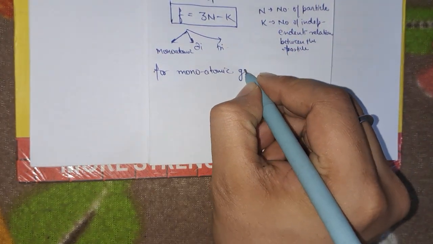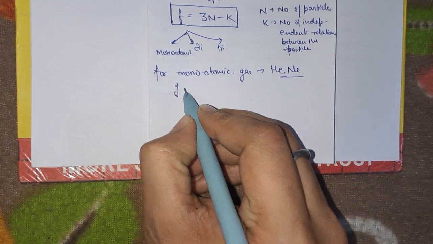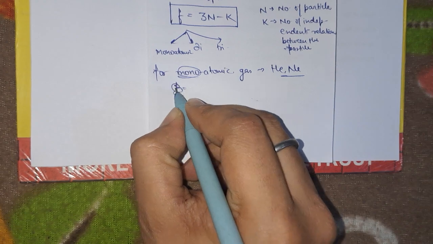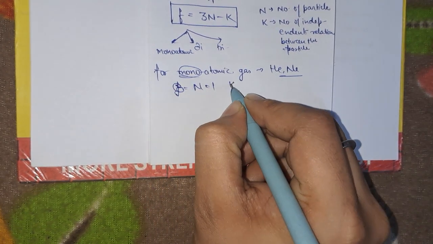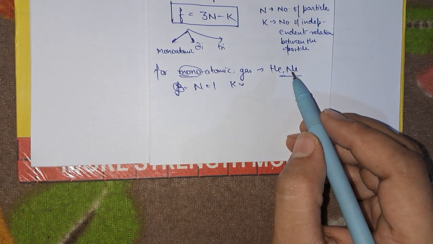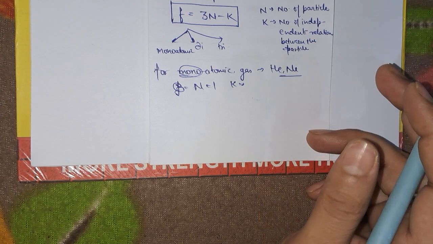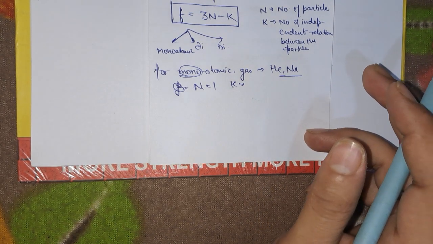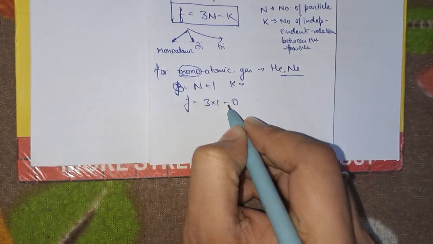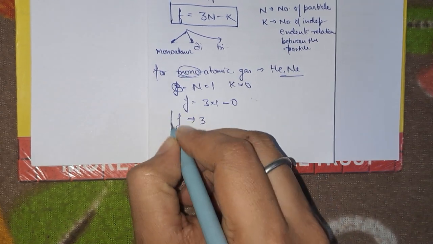For monatomic gases like helium, neon, etc., f = 3n - k, and since monatomic means the number of particles is 1, n = 1. How can we determine k? It tells you that it is capable of only translatory motion, since these are single atoms. So by the formula, 3 into 1 minus 0, because the k value is 0. So the degree of freedom here is 3.